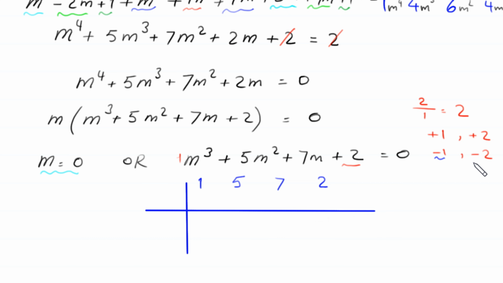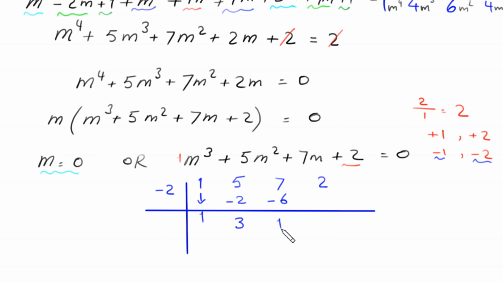Now we try negative 2. We write negative 2 here. This 1 comes down as it is. We multiply this 1 by this negative 2. 1 times negative 2 is negative 2. And 5 plus negative 2 is 3. Now we multiply this 3 by this negative 2. 3 times negative 2 is negative 6. And 7 plus negative 6 is 1.